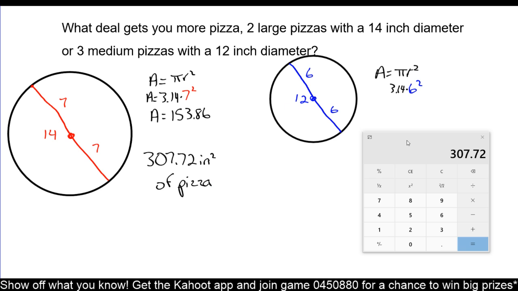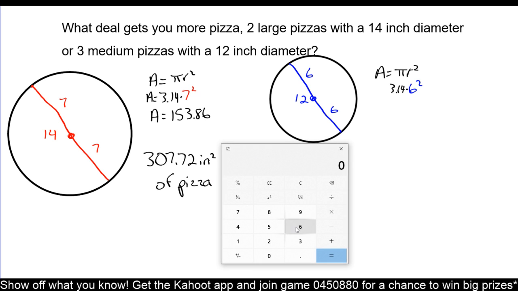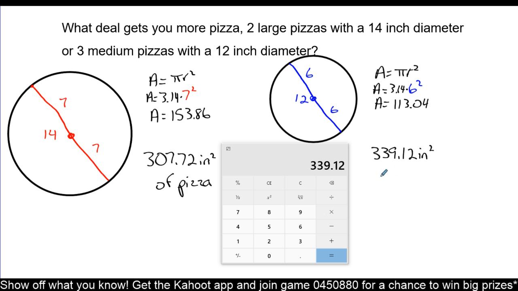That's not bad. Okay. How about our medium though? So let's clear this off. So 6 squared times 3.14 gives each pizza an individual area of 113.04. Okay. But we have 3 of those. So if we multiply that by 3, we get 339.12 square inches of pizza.